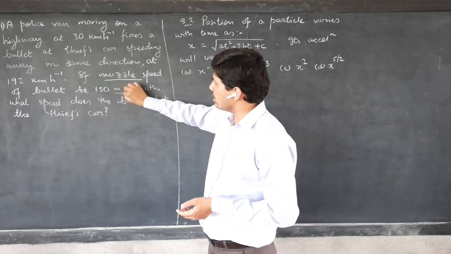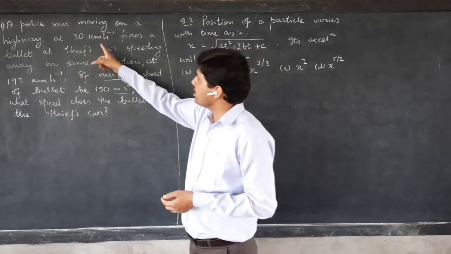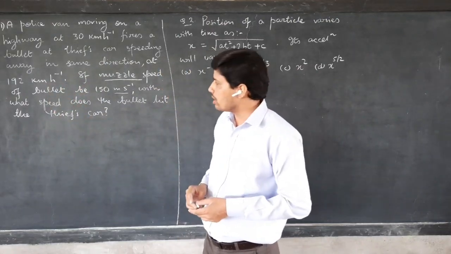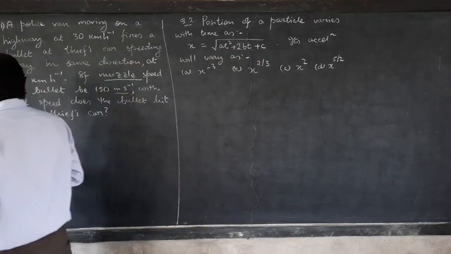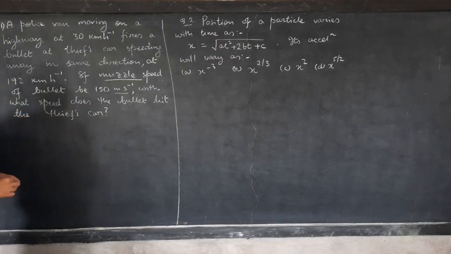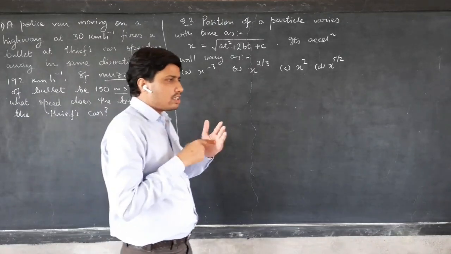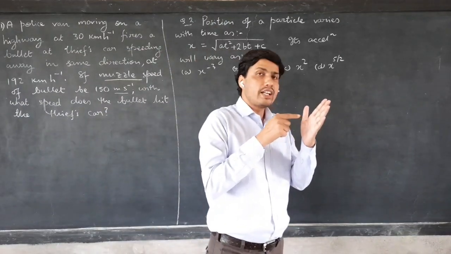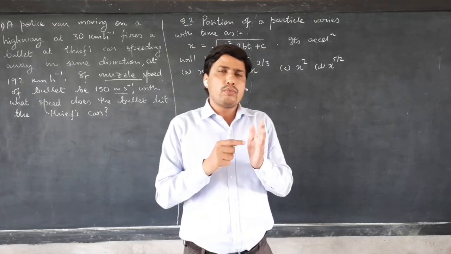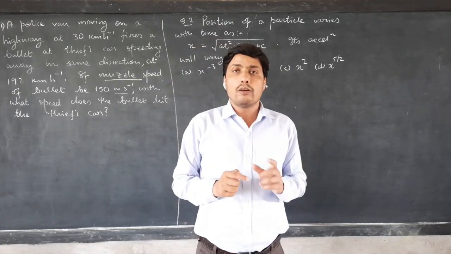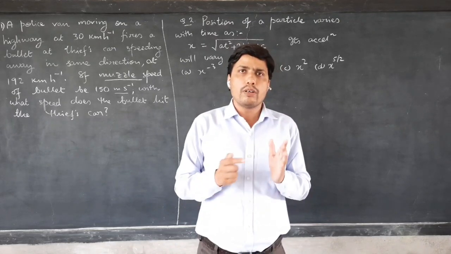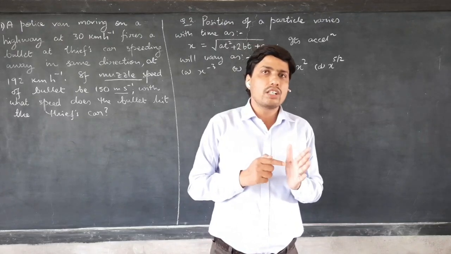Now here we find the unit in SI system, meter per second, but here they are in kilometers per hour. So we need to make the units in same system. Question is asked, with what speed does the bullet hit the thief's car? So when the bullet hits the thief's car, what is the velocity with which it hits the car? Now here you have to understand what we have to find. We have to find velocity of bullet, no doubt, but with respect to whom? Not with respect to the ground, but with respect to the thief's car.